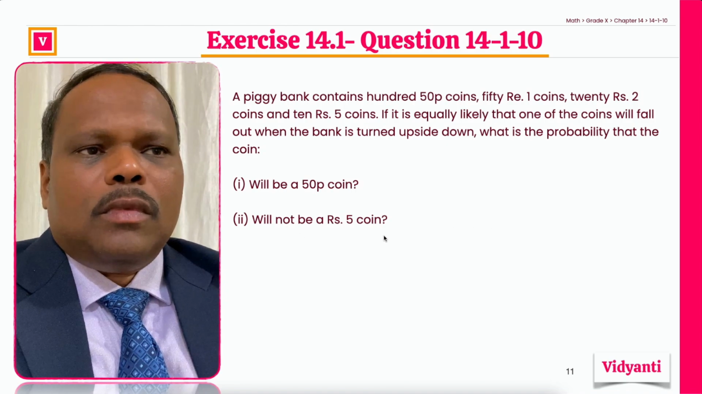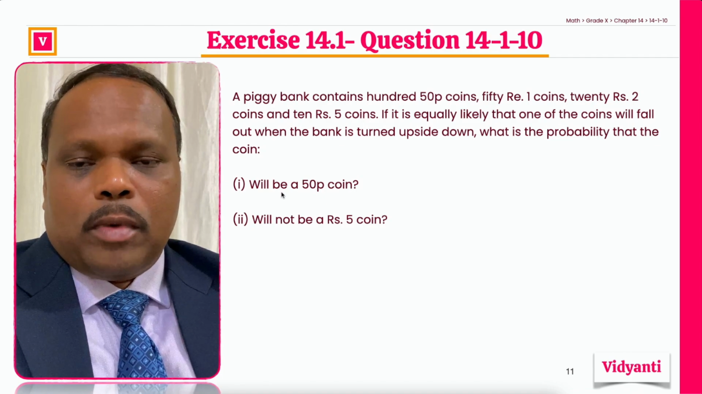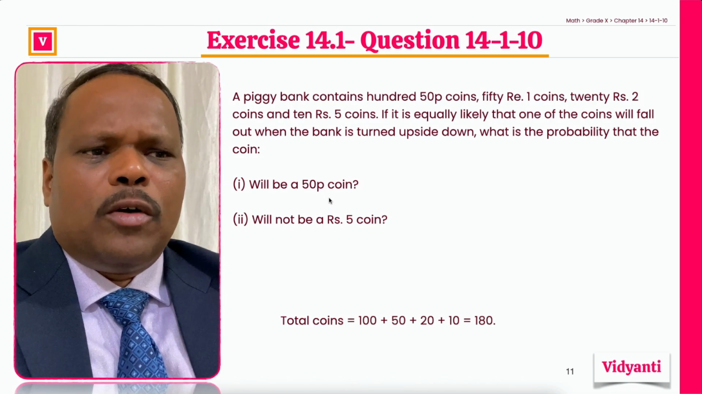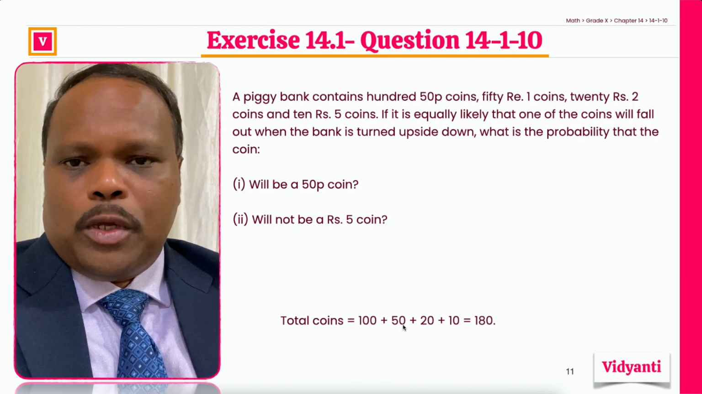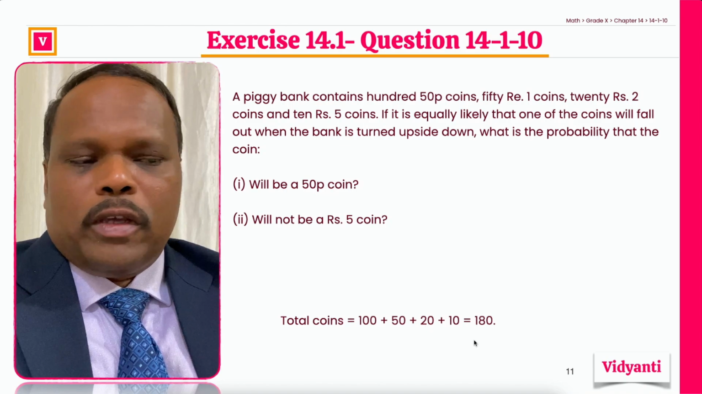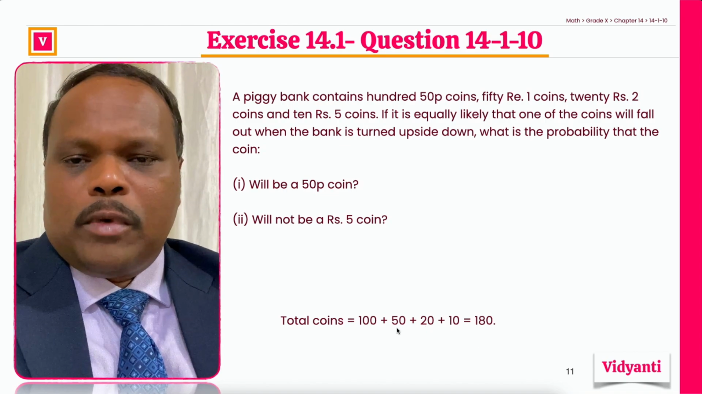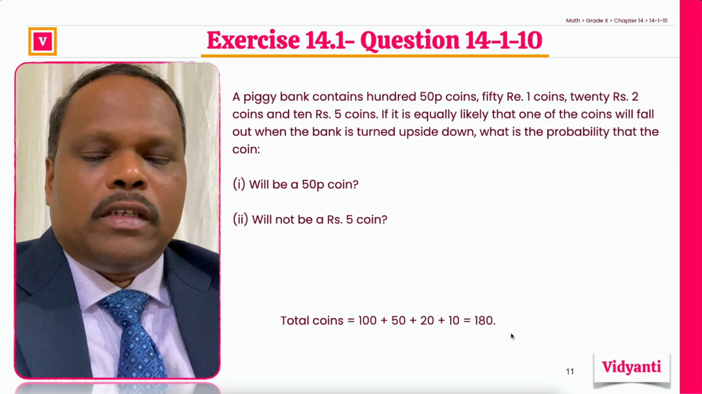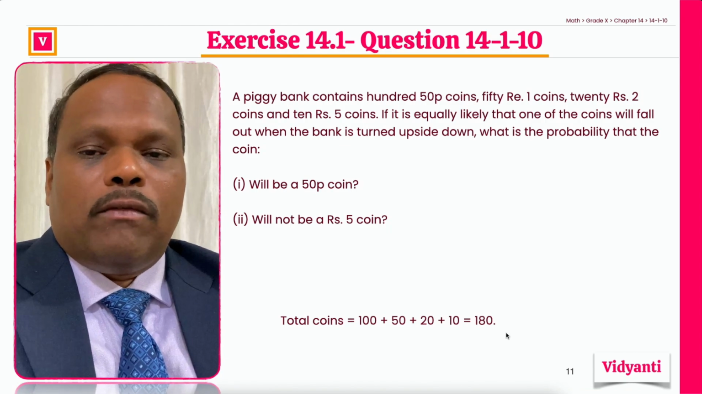So if one coin falls out, what will be the chance or probability that it will be a 50 paisa coin? Well, altogether, how many coins do we have? We have 100 50 paisa coins, 50 1 rupee coins, 20 2 rupee coins, and 10 5 rupee coins. So altogether we have 100 plus 50 plus 20 plus 10, that will be 180 coins. So this will be your sample space. This will go in the denominator forever.